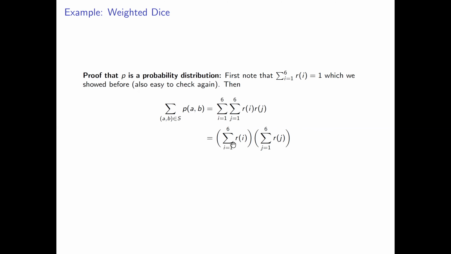Sum from i equals 1 to 6 of R of i and sum j equals 1 to 6 of R of j. But both of these sums are equal to 1 by this observation we made before. And so the sum is just going to be equal to 1 times 1, which is 1. So this distribution, which I defined, called the product distribution, is indeed a probability distribution. And this is what we're going to use to model the problem.